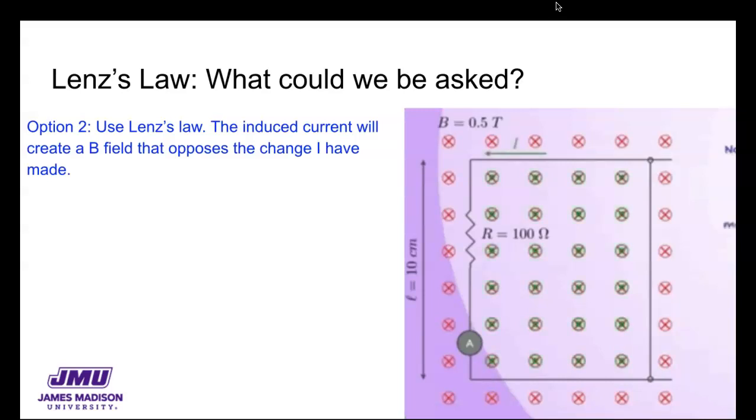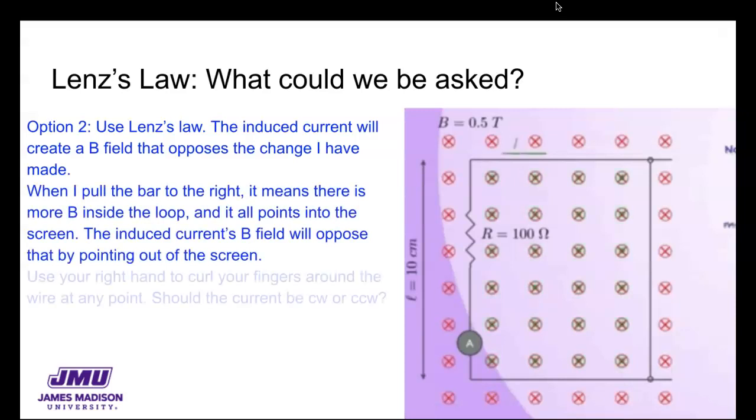The current that would resist that change would have to make a magnetic field pointed out of the page to fight the fact that you were putting more and more magnetic field pointing into the page by moving the bar to the right. What direction would the current flow to make a magnetic field pointing out of the page? Well, it's either counterclockwise or clockwise. So put your right hand on any part of this loop and determine how you get a magnetic field pointed out of the page inside the loop. And you get the same answer.